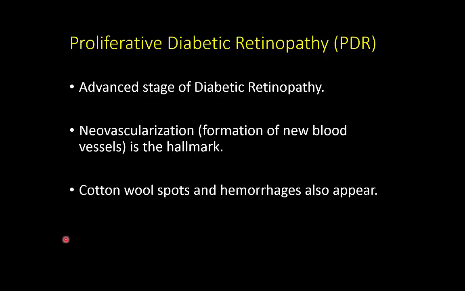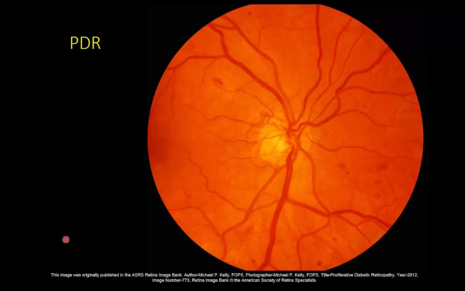Now, later in the course, the diabetic retinopathy becomes proliferative, and in this situation, it's an advanced stage, and it's marked by neovascularization, which means there's formation of new blood vessels. We still have cotton wool spots, we still have hemorrhages, but these new blood vessels are very serious because they're quite fragile and they can easily break, and when they do, they bleed. So here's an example of proliferative diabetic retinopathy.